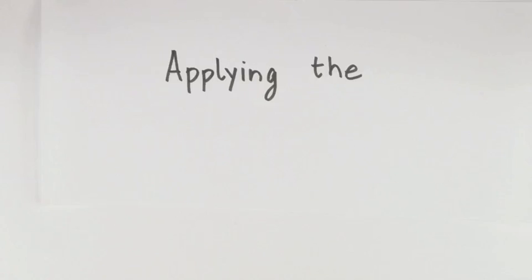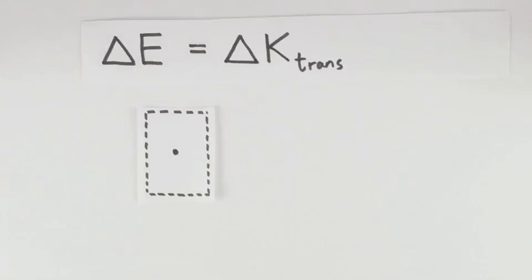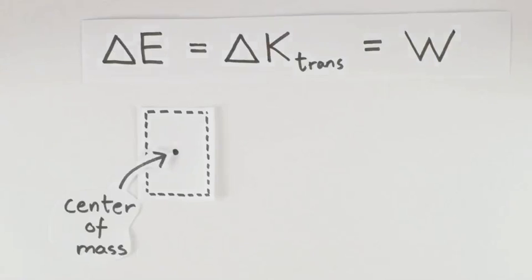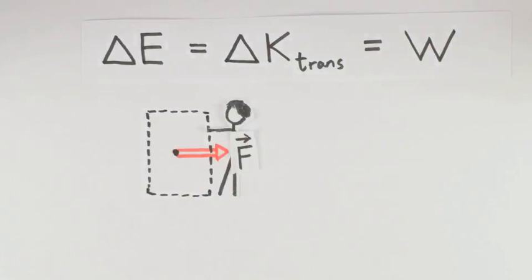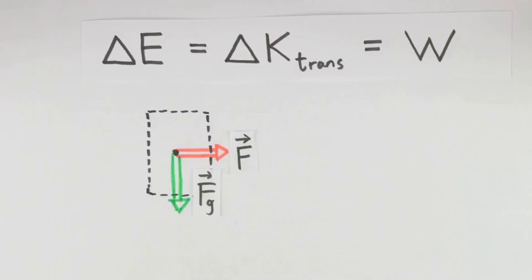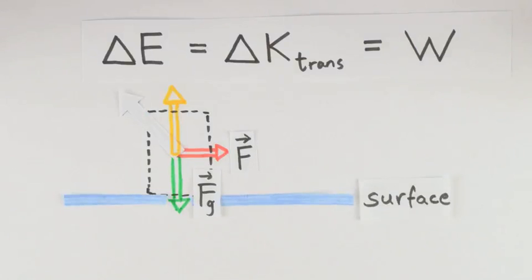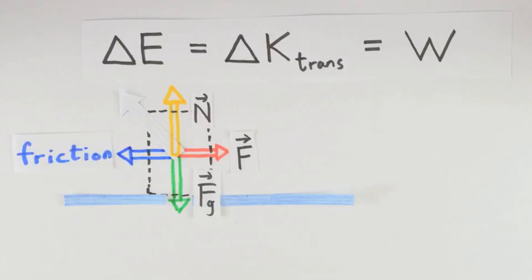Let's start by first applying the energy principle in a point-particle model, which means we focus only on the change in translational kinetic energy of the block, which is equal to the work done by all interactions of the surroundings, expressed as forces, acting on the block at its center of mass. There are three agents: you, applying the pulling force, the earth, applying a weight force, and the surface, applying a contact force, which we express in terms of a part perpendicular to the surface as a normal force and a parallel part, which is the friction.